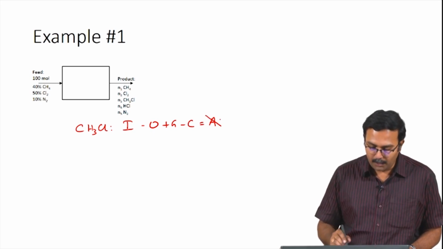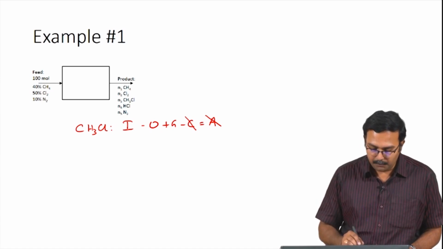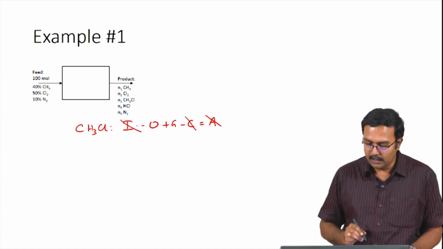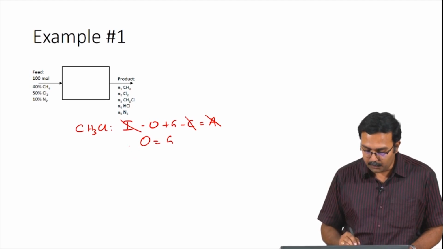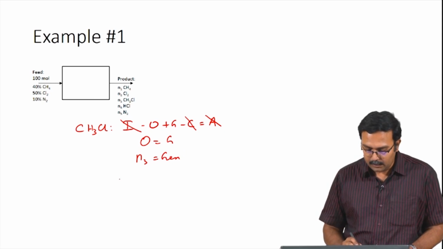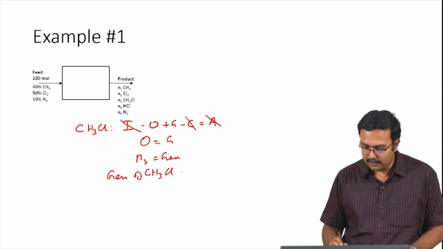So, this is a product, so there is no consumption, there is only generation, there is no input of CH3Cl. So, you are left with output equals generation. So, your output which is N3 is equal to generation. Now we need to know what the generation of CH3Cl is.